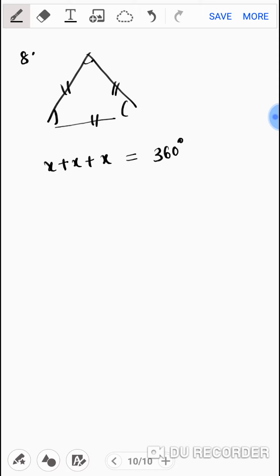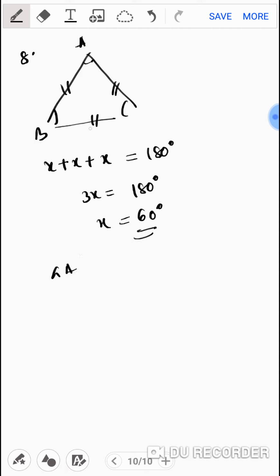Problem number 8. Show that angles of an equilateral triangle are 60. My dear kids, if this is an equilateral triangle, all sides are equal. If all sides are equal, you know that all angles are also equal. If I am keeping all angles as x degree, so it will be x plus x plus x is equal to 180. From there I will get 3x is equal to 180, x is equal to 60. Hence angle A, B, C all are 60 degree.